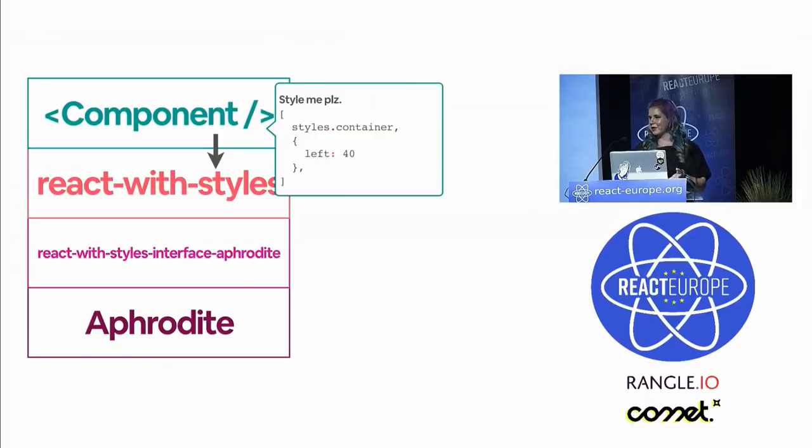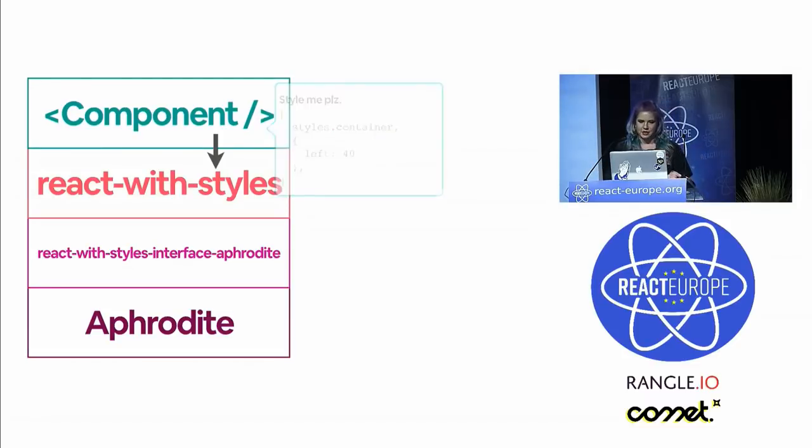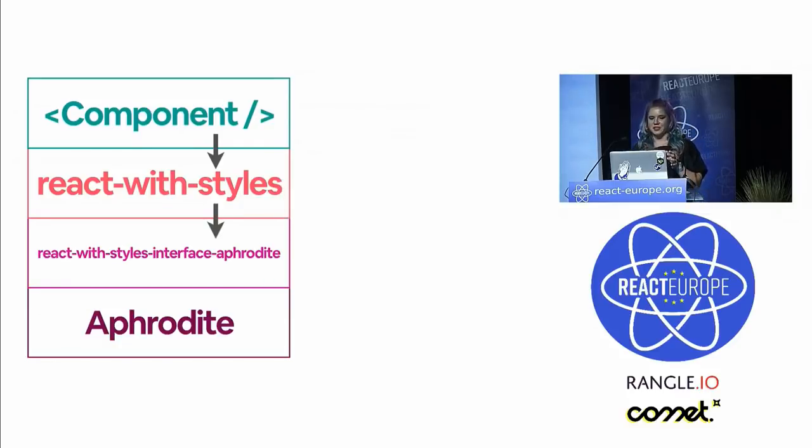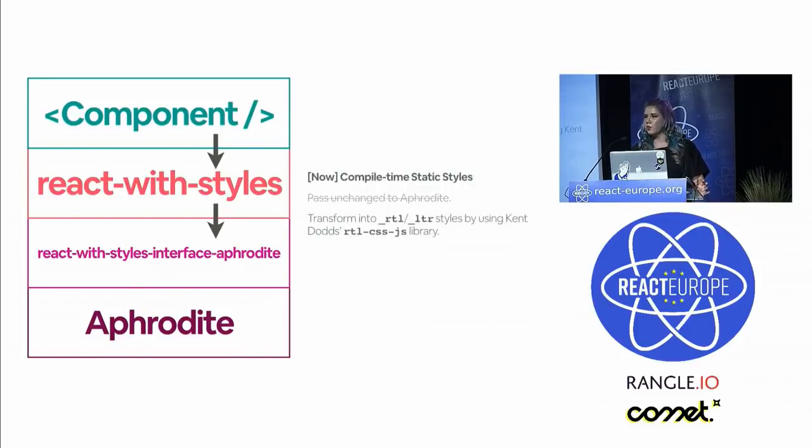In this first step, we have our array, we have a dynamic style, we have a static style. We ask React with styles. Again, pretty dumb, defers to the interface. And the interface is where the magic happens. Before, for those styles.container definitions, we would simply pass them unchanged to Aphrodite and go back up the tree with whatever it returned. Now, what we wanted to do is to transform them into our new RTL LTR style keys. And we do that with Kent C. Dodds' super cool rtl-css-js library. And then we'd enable our custom plugin in Aphrodite, and things should just work.